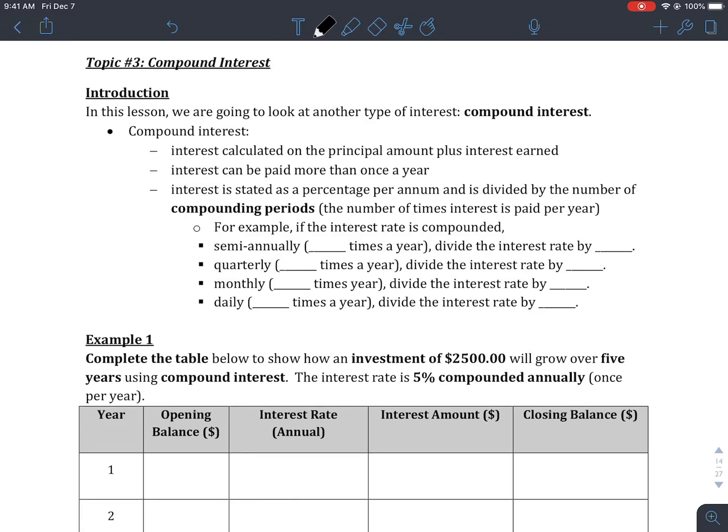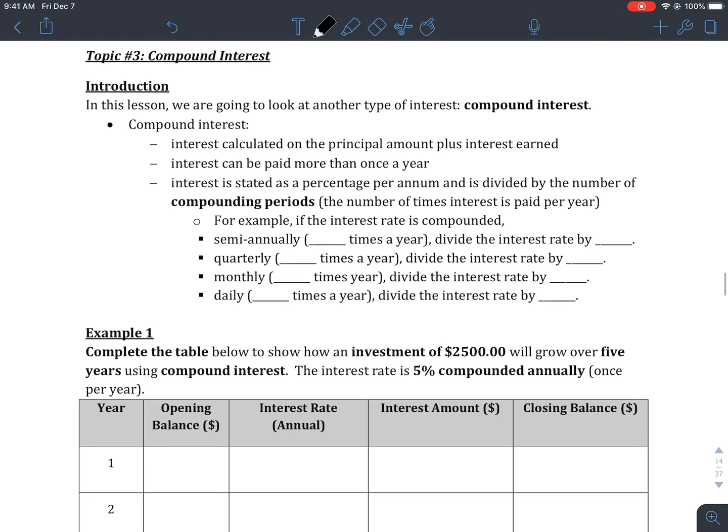Okay, last time we looked at simple interest. This time we have to talk about compound interest. And compound interest is going to be the one where you're going to make a lot more money because you're getting paid interest on top of the interest you've already earned. So in this lesson, we're going to look at another type of interest.